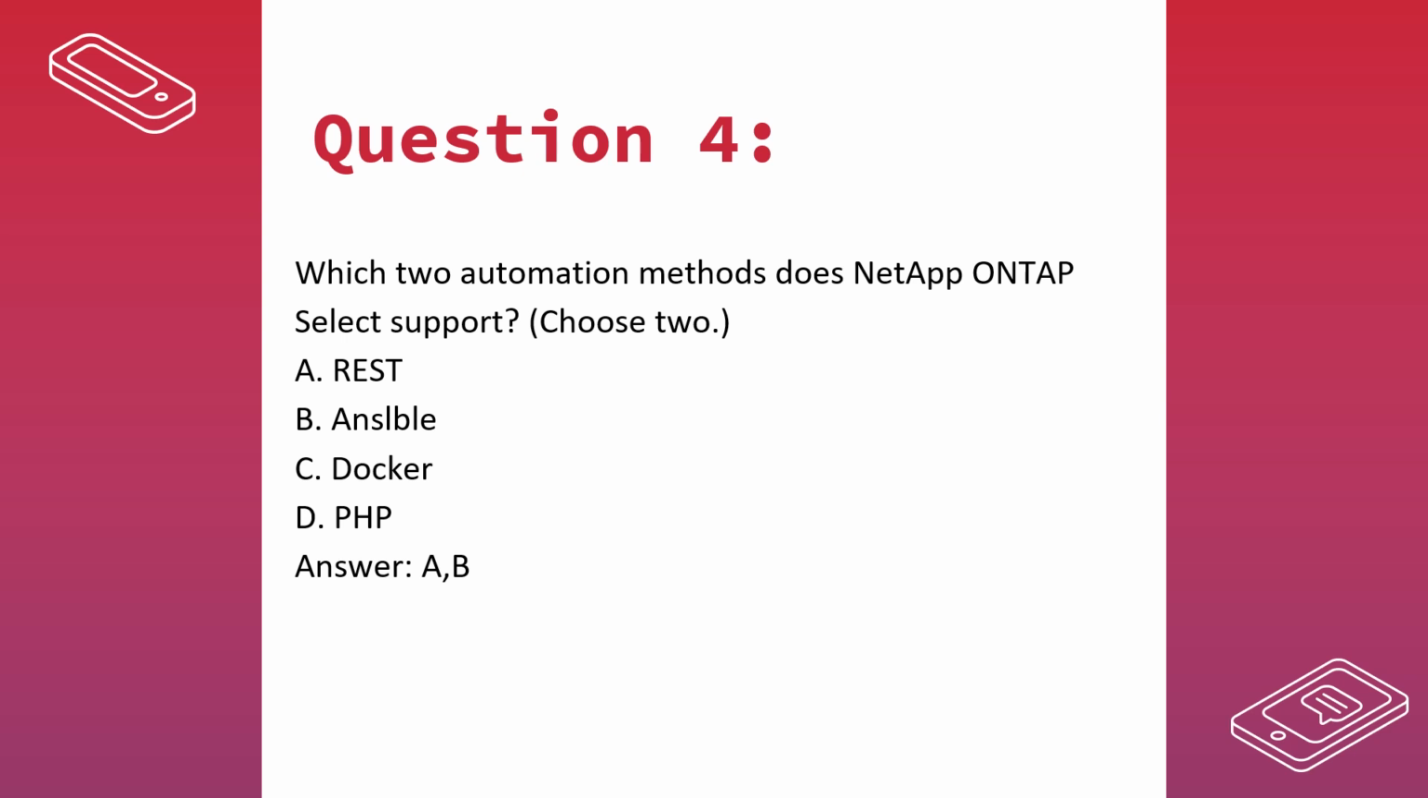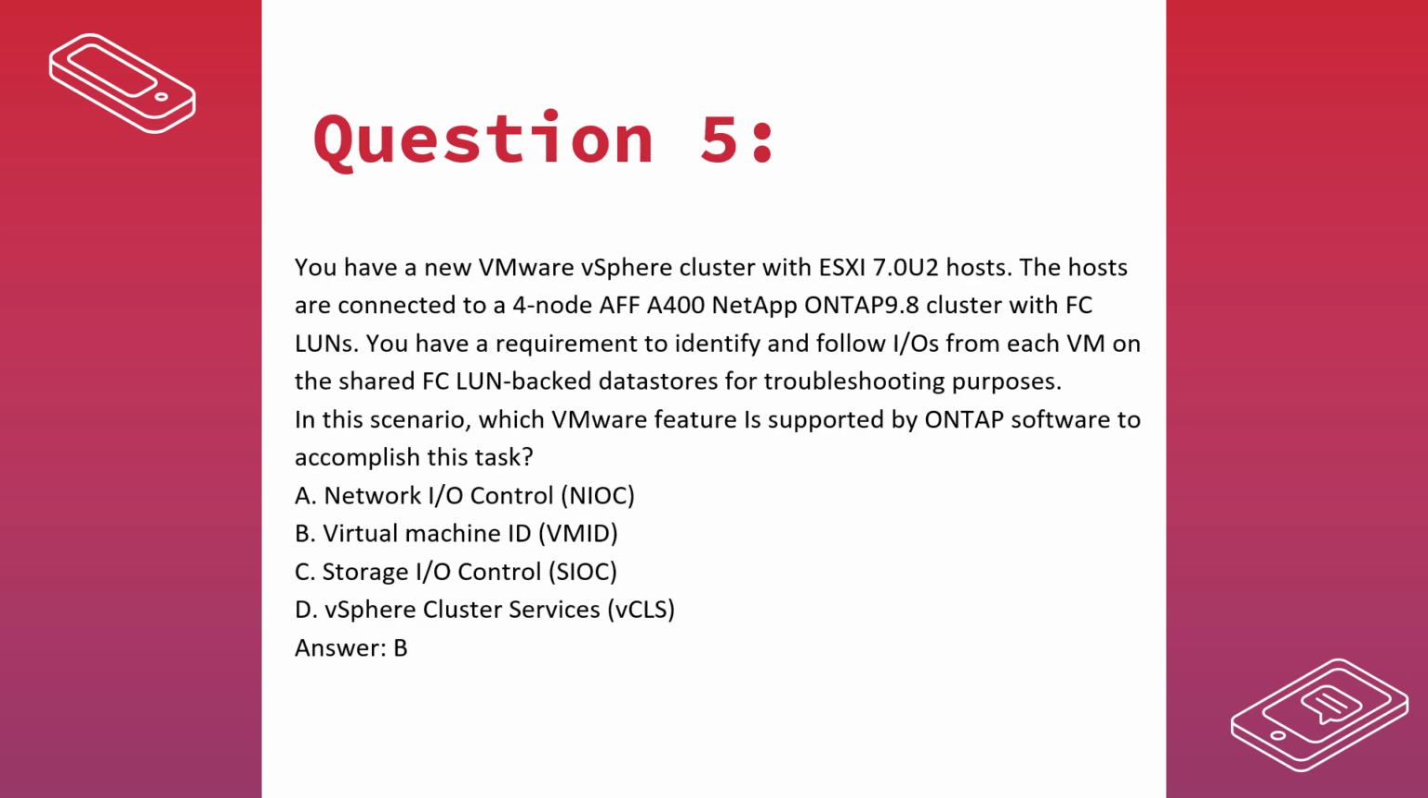4. Which 2 automation methods does NetApp ONTAP Select support? Choose 2. A. REST. B. Ansible. C. Docker. D. PHP. Answer: A, B.